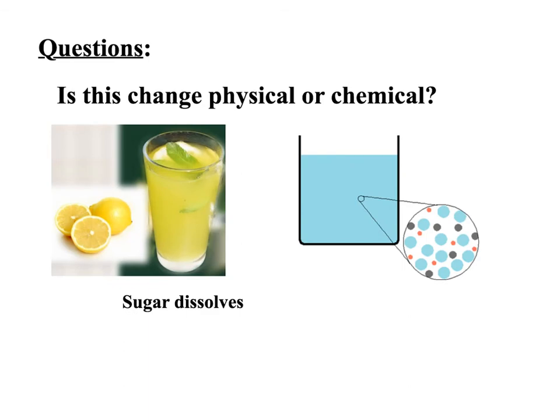If we dissolve sugar into water, both the sugar and the water remain present in that mixture. Neither of them have changed their properties or identity. It is a physical change.